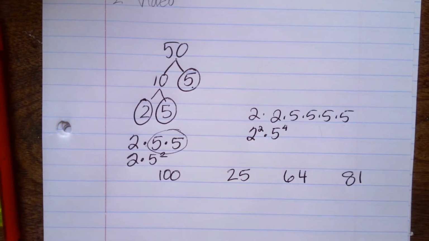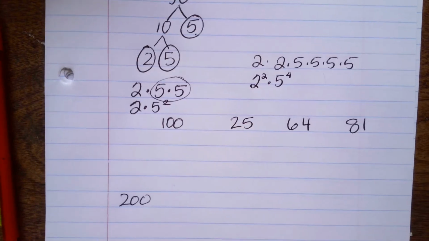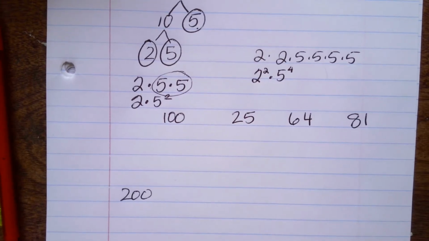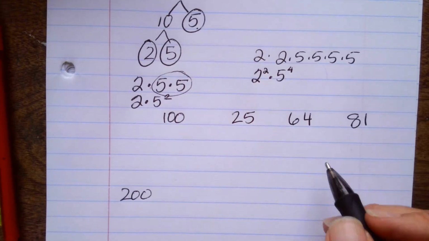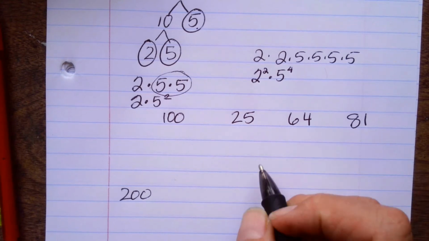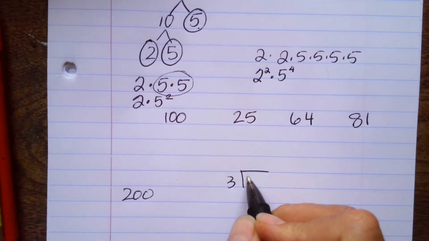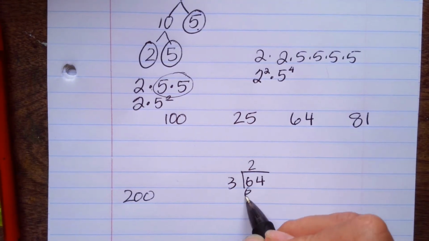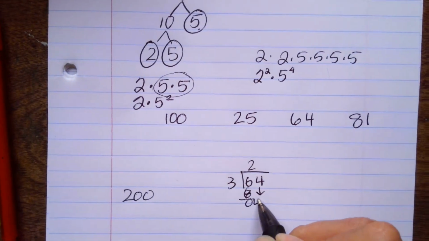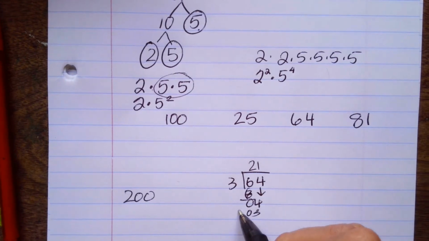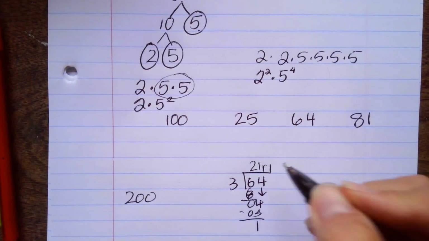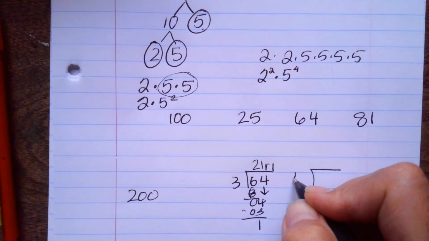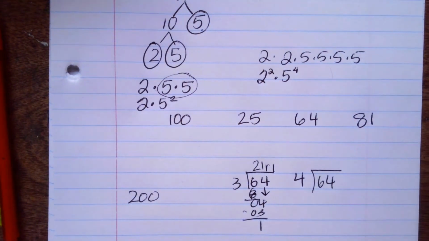Now, if you can't look at that and see what numbers go into it, then suppose you don't know what goes into 64, you're going to have to go, does 3 go into it? And it has to go in evenly with no remainder. Nope, 3 does not go into it. Does 4 go into it? And you have to keep trying.